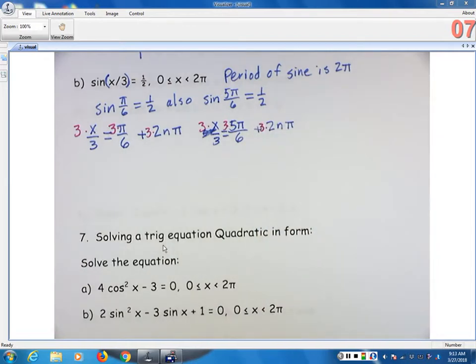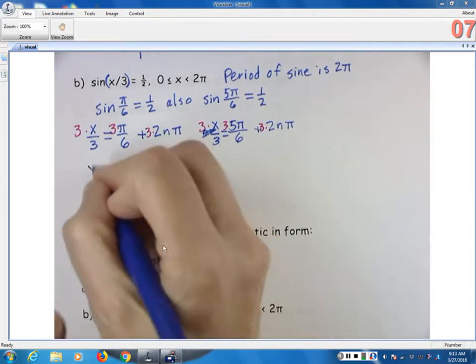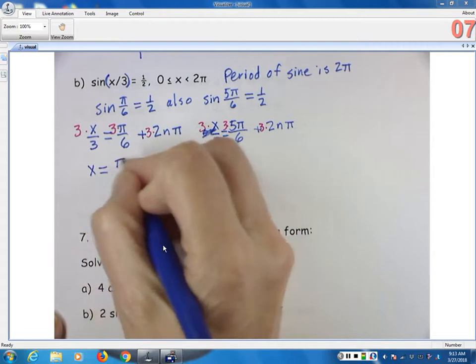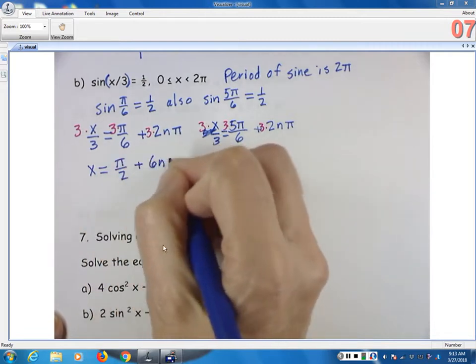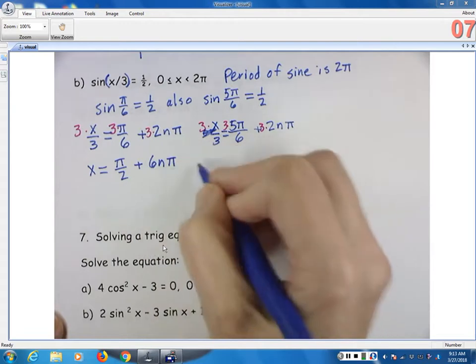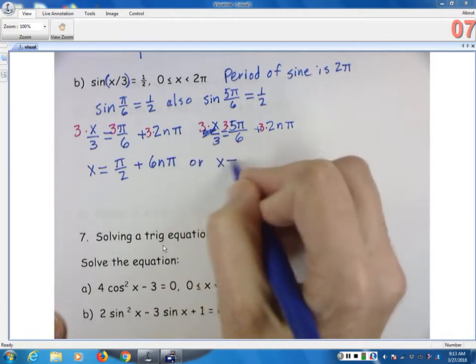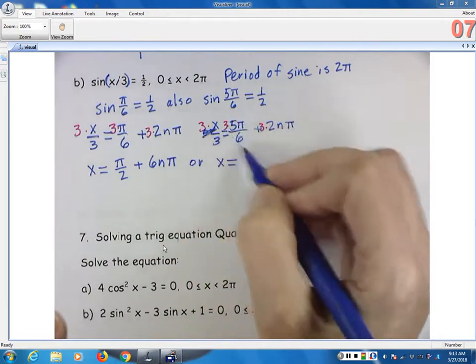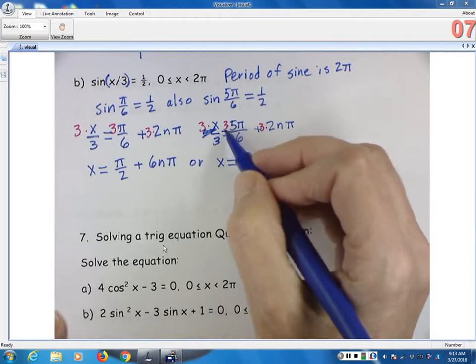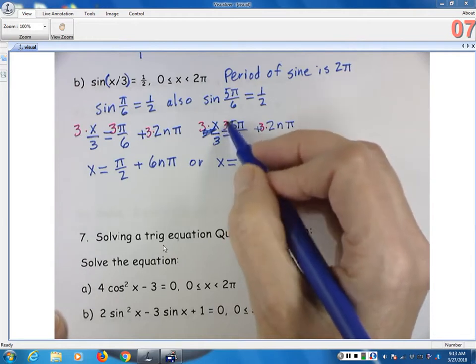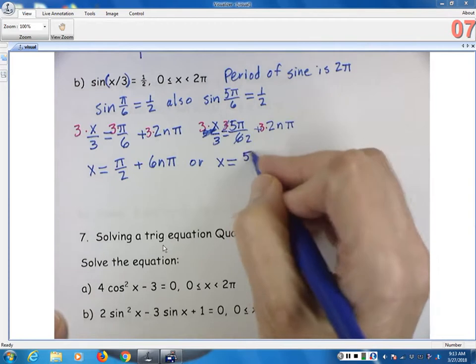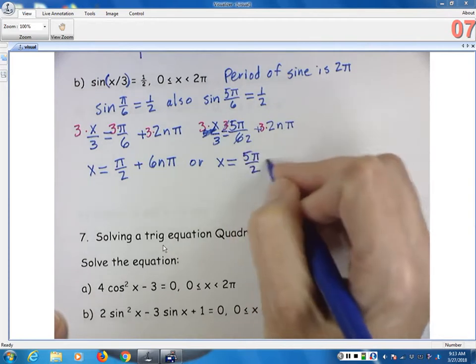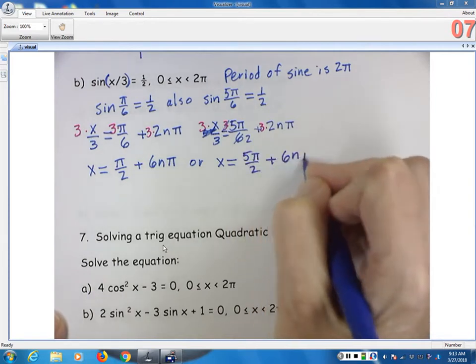So we get x equals pi over 2 plus 6n pi, or x equals this. You could simplify this. This is 15 over 6, or divide by 3 is 5 pi over 2 plus 6n pi.